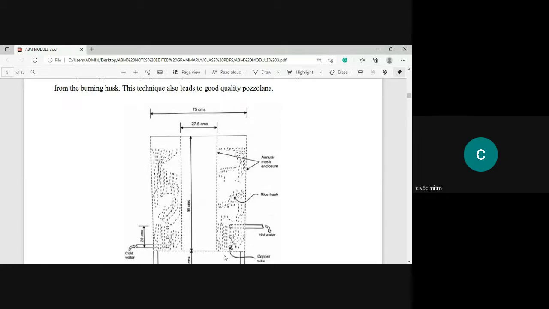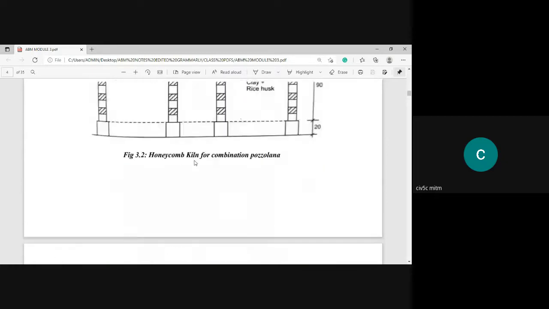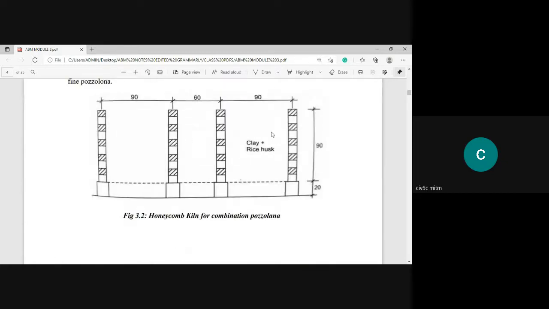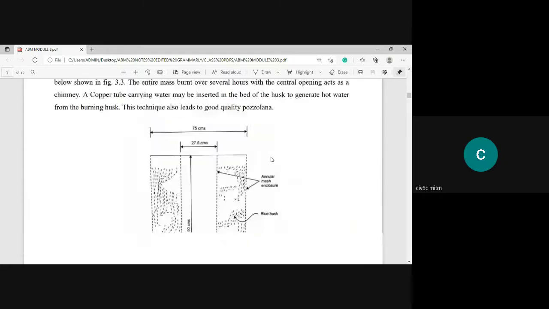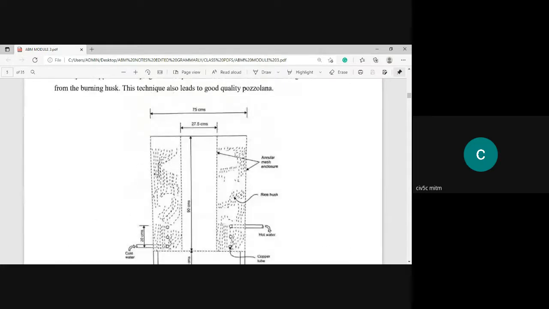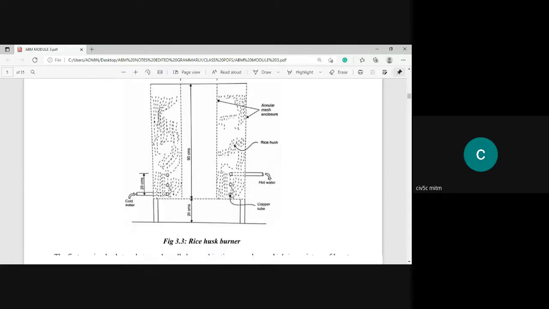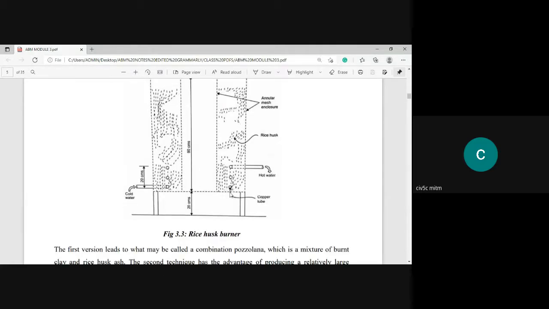Once again, whatever mesh enclosure has been provided horizontally, I'm going to provide vertically also. So within this annular mesh enclosure, I am going to stock the rice husk. I'm going to stock only rice husk, no clay. In the previous technique, I used to stock both clay and rice husk. But in this technique, I am going to stock only rice husk. Is it clear? So now I'm going to catch a fire.